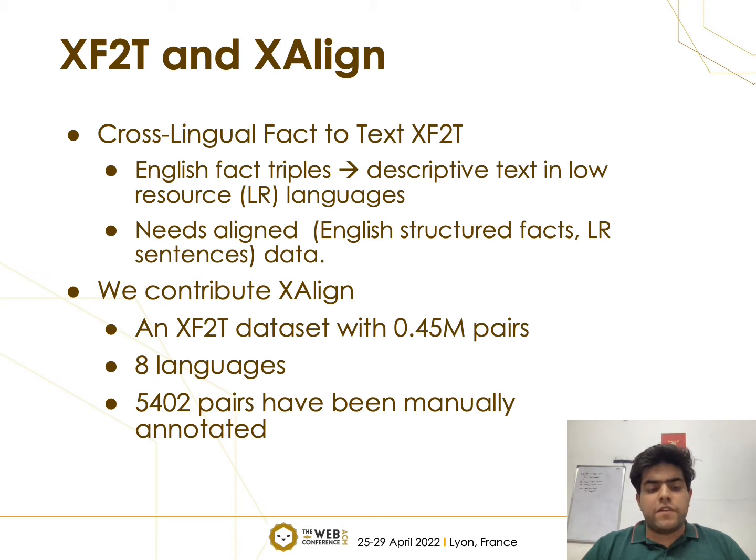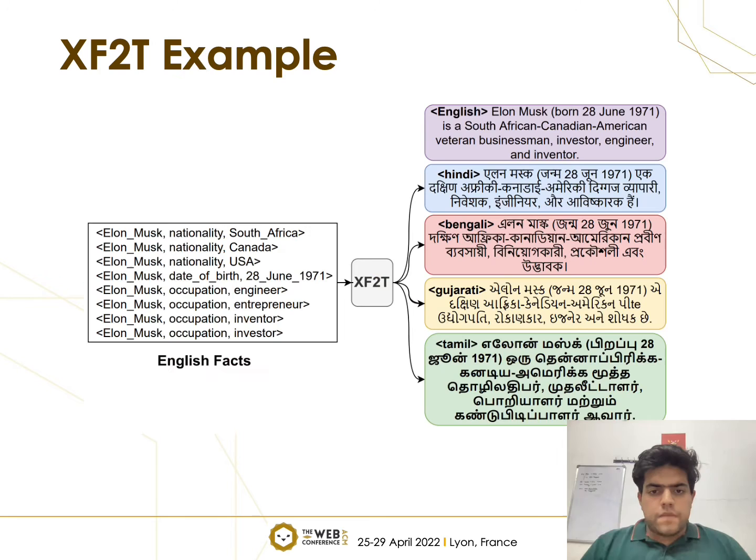XAlign is a cross-lingual fact-to-text dataset with close to 500,000 pairs. It spans across 8 languages, and out of these, close to 5,400 fact-to-text pairs have been annotated manually. As you can see, this is an example from our dataset.